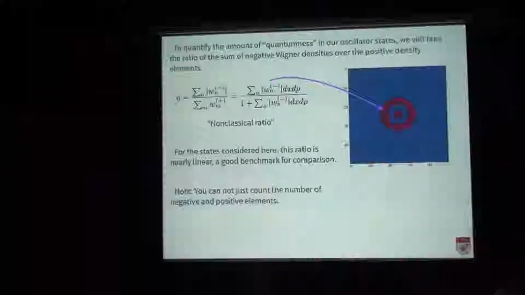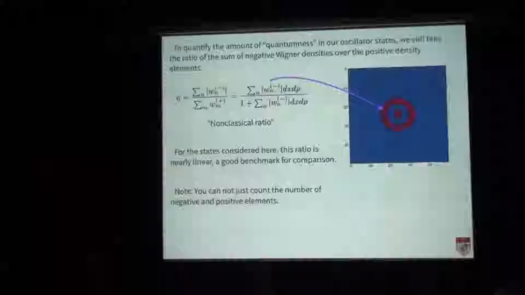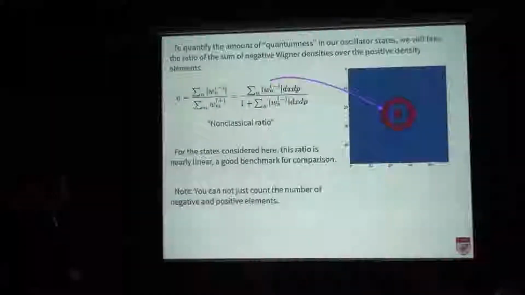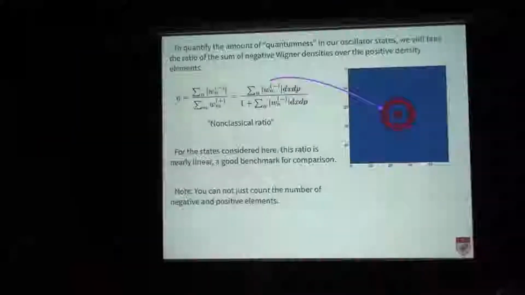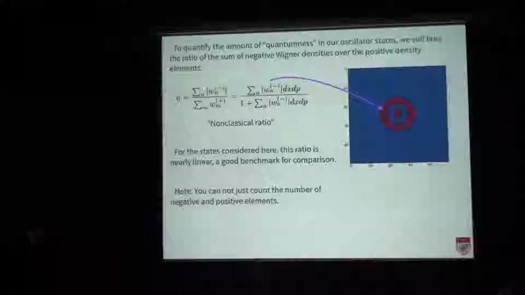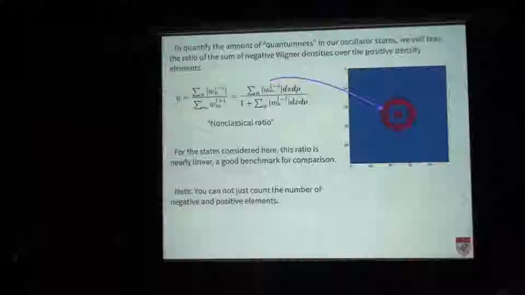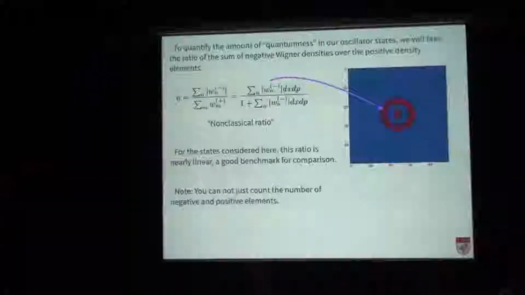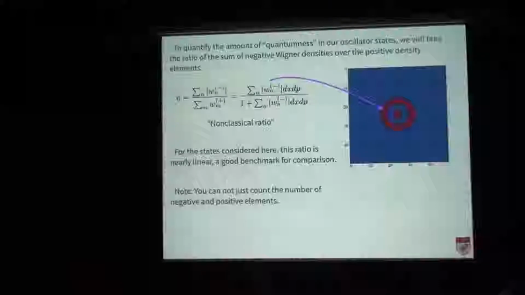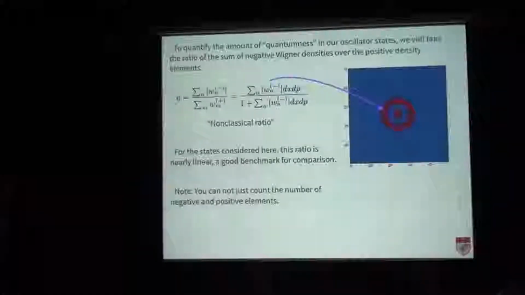Here the negative pieces are in red. So we add up all the negative regions and we're going to weight each of them by the value of the Wigner function at that point. And then we're also going to add up all the positive ones, and we're going to take the ratio of the negative terms, the absolute value, divided by the positive terms. Okay. And this is what we'll call eta, and this is this non-classical ratio. Okay. So this will describe how non-classical a state of my mechanical oscillator is.